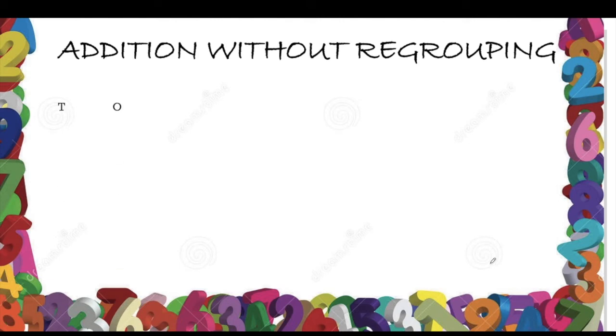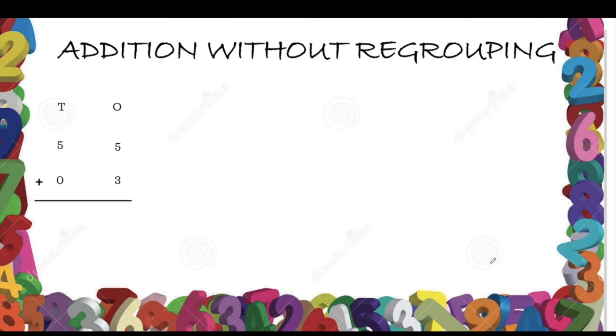Here we have tens place and ones place. In ones place we have 5 and 3. In tens place we have 5 and 0. While adding, what symbol should you put? You should put the plus symbol.